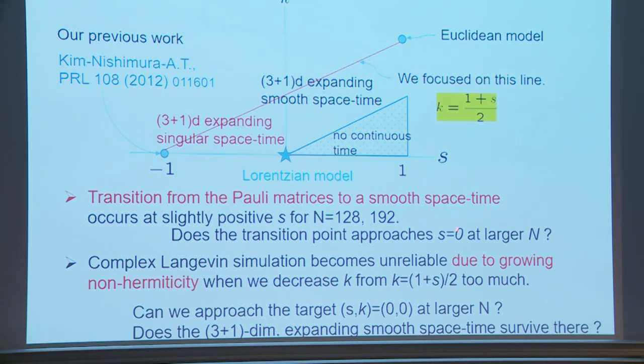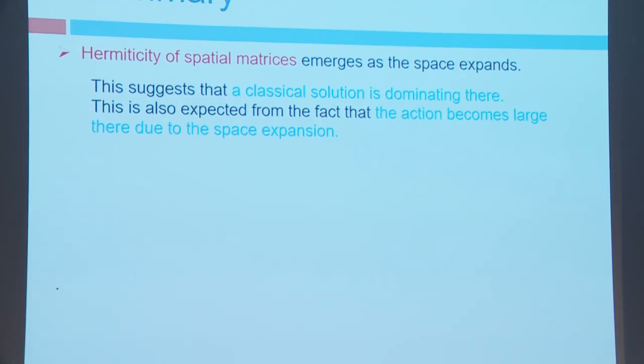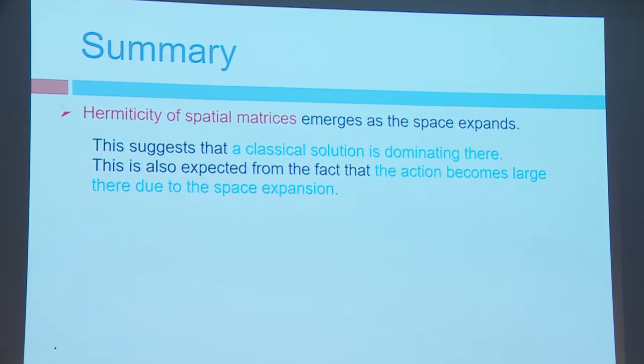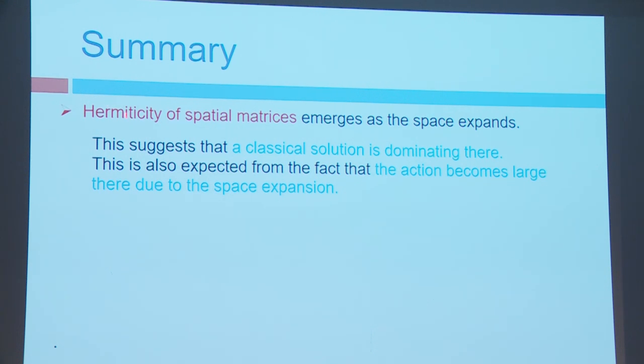And does the 3 plus 1 dimensional expanding smooth space-time survive there or not? We found that the Hermiticity of spatial matrices emerges as the space expands. This suggests that the classical solution is dominating there. This is also expected from the fact that the action becomes large there due to the space expansion.